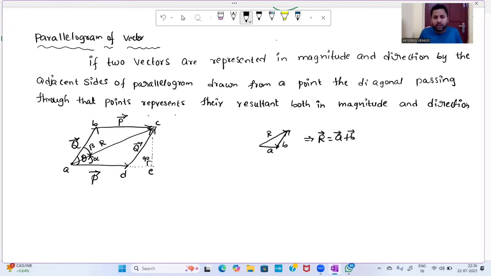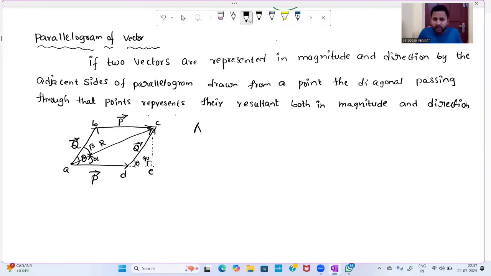Here AB equal to CD and AD equal to BC, which means the opposite sides are equal. Okay, the parallelogram is done. Then we need to find the resultant magnitude. To find the resultant magnitude, we need the distances DE and CE. So by using trigonometric ratios, we can find them. This is the angle between P and Q vectors. This angle is also the same. Why? Because these two Q vectors are parallel and this vector is parallel to P. So the angle is the same.